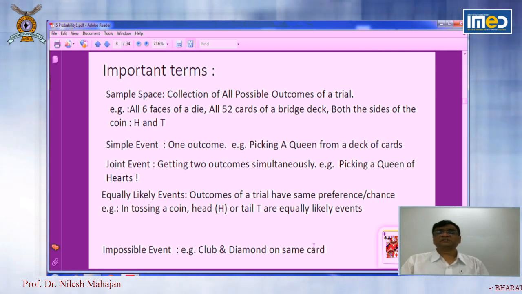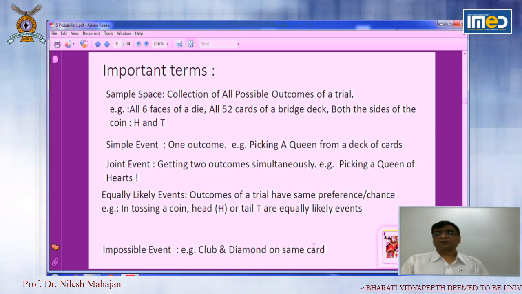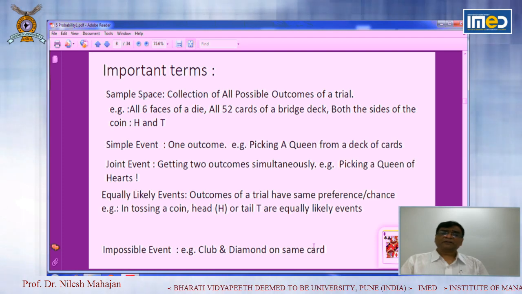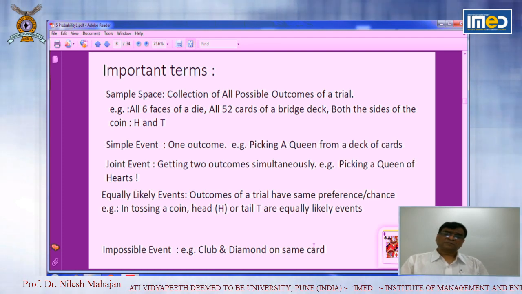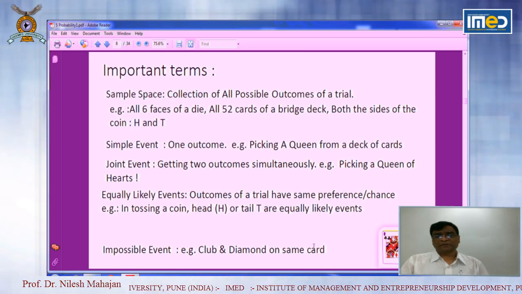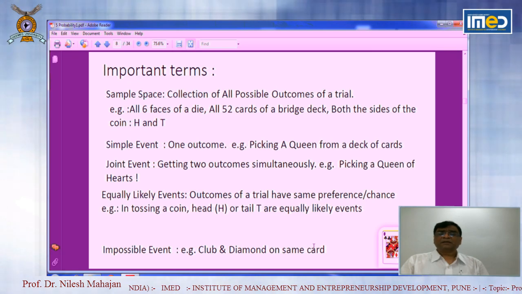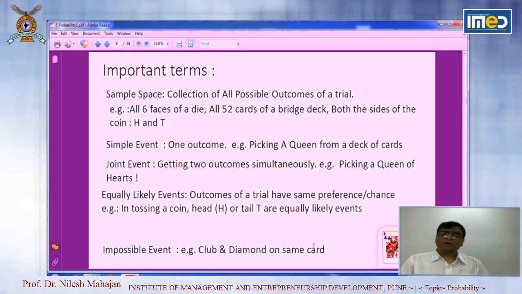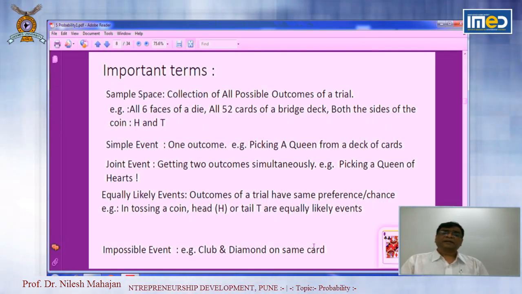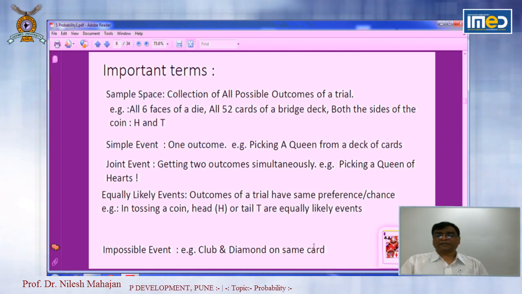Now the next definition is simple event. One outcome is called a simple event. Example, in a deck of cards we pick a queen. So this is a simple event. And joint event: suppose two outcomes occur simultaneously. Example, picking a queen of hearts, right? Equally likely events: outcomes of a trial have the same preference or chances. Example, in tossing a coin, head or tail are equally likely events, right?